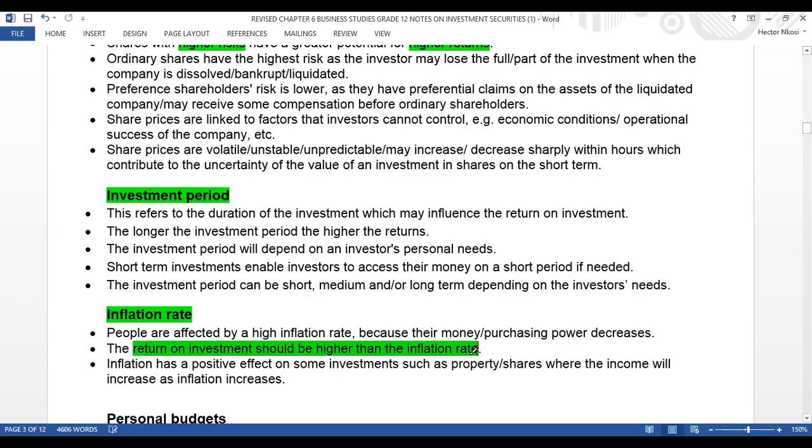Very important point. Now, let's unpack this statement where it says return on investment must be higher than the inflation rate. Guys, you cannot invest in something that is below your inflation rate. So you need to look at your inflation rate at that point in time and see whether it is at par with what you are willing to invest or not. Very important, right? So please make sure.